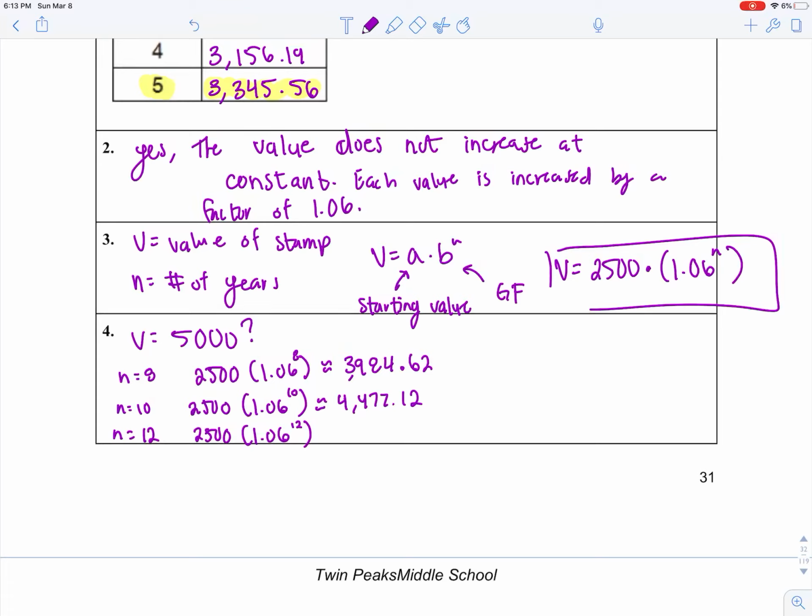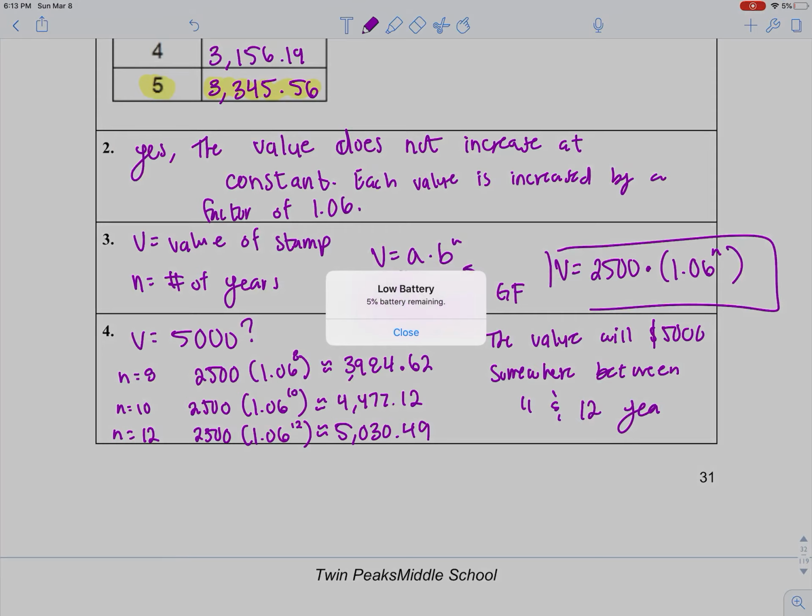1.06 to the 12th power is that, which I'm not going to read out loud, and then I multiply by 2,500, and I get approximately 5,030.49. So my final answer will be, the value will reach $5,000 somewhere between 11 and 12 years.